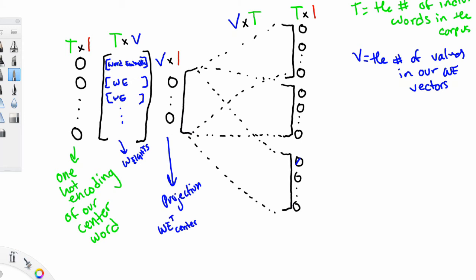So maybe one of these rows is the center word embedding, and maybe these are all zeros, and maybe we have a 1 in here somewhere. When you dot product these two, all of these are going to be 0 and so forth, except for this one. And when we add them all together, this becomes just the transposed embedding in our hidden layer. So that's what this hidden or projection layer is, and hopefully you can see why: it's just the transposed word embedding for our center word.